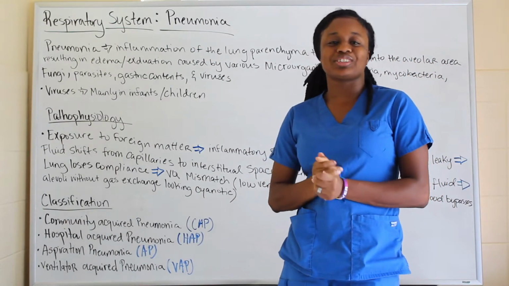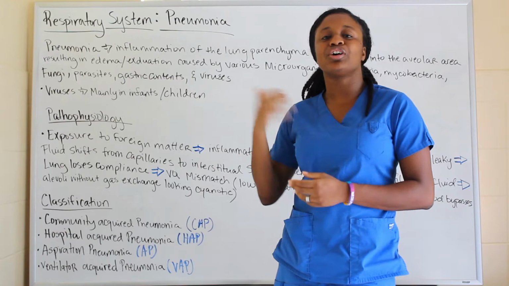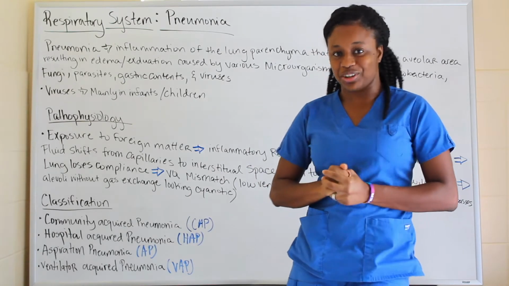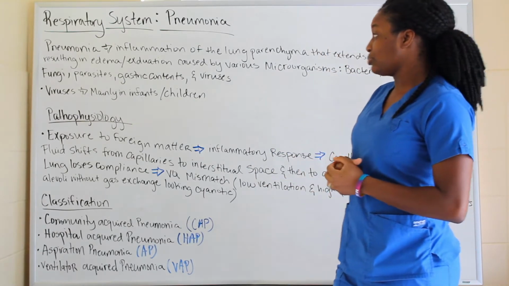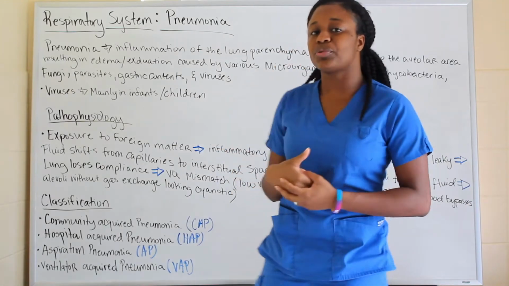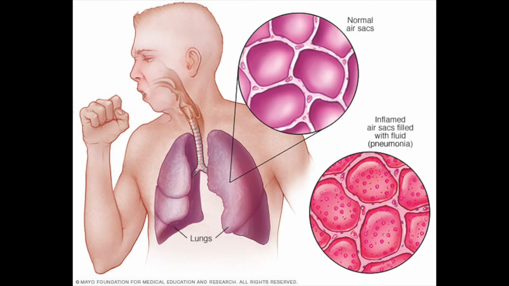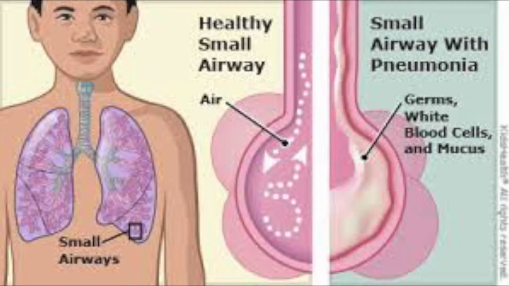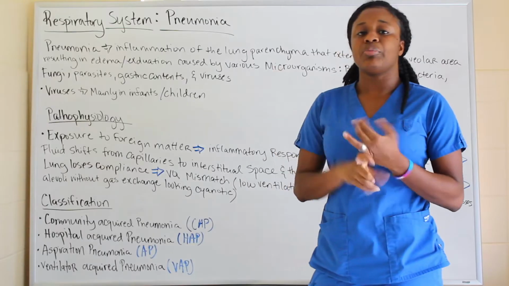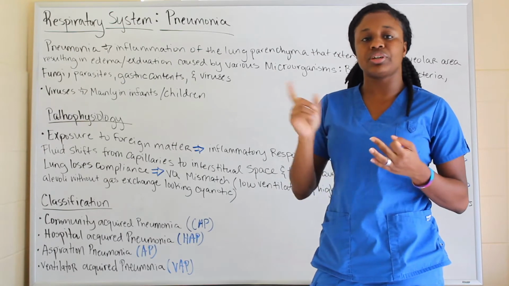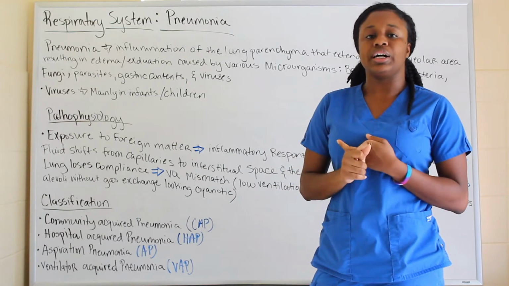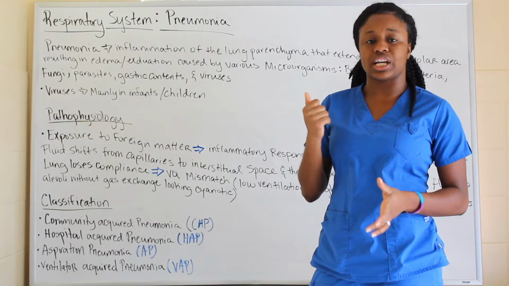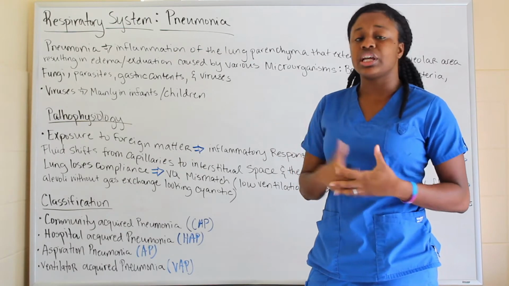As you can see, today we're going to talk about the respiratory system, in particular, pneumonia. So let's just go ahead and get started. Pneumonia is an inflammation of the lung parenchyma that extends to the alveolar area that eventually is going to result in edema and exudation, which pretty much means sputum production, okay? Caused by various microorganisms, which can be viruses, bacteria, mycobacteria, fungi, parasites, right? All those different things.